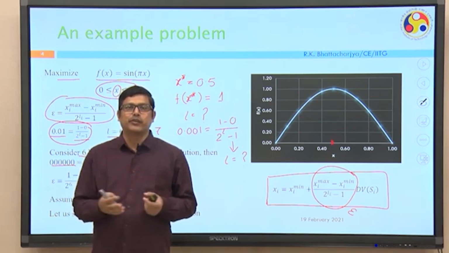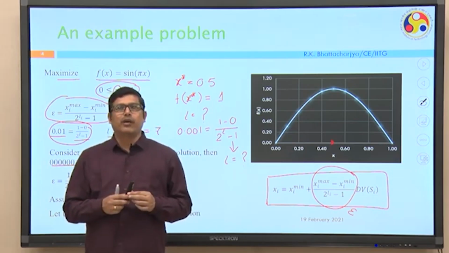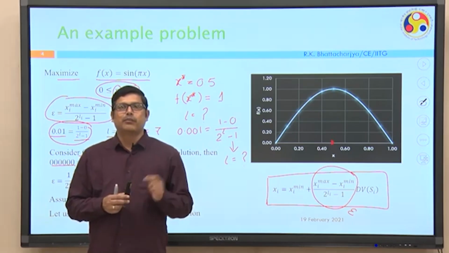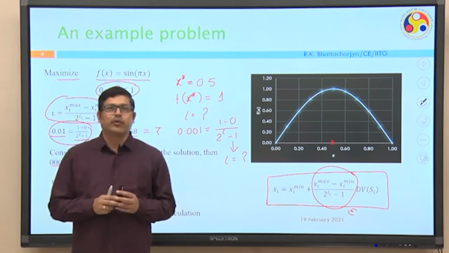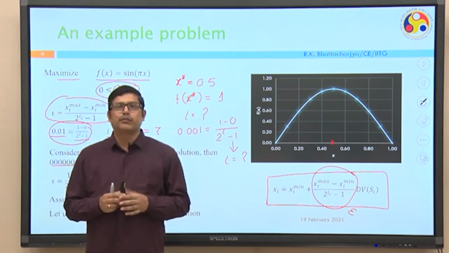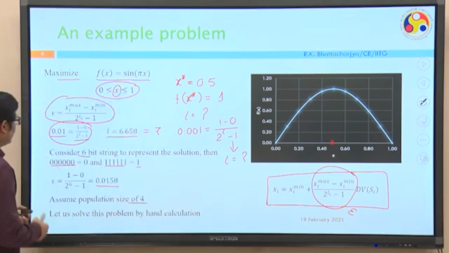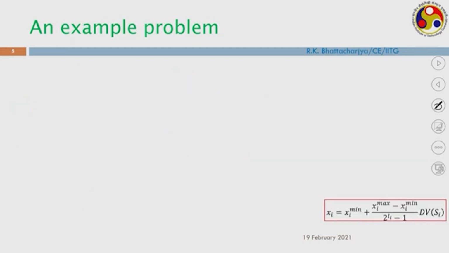So, population size should be more, but this is a hand calculation. Therefore, I have used only a population size of 4. Now, let us solve this problem using genetic algorithm, by hand calculation.